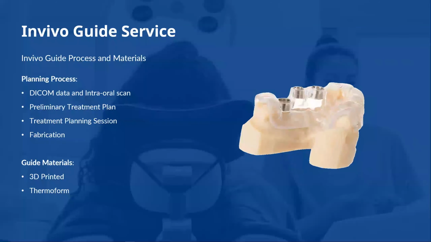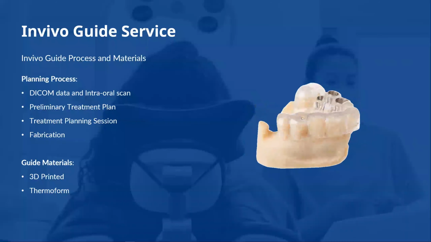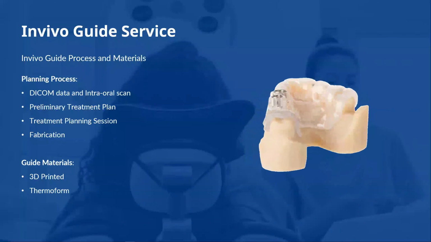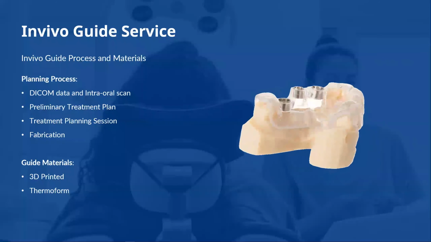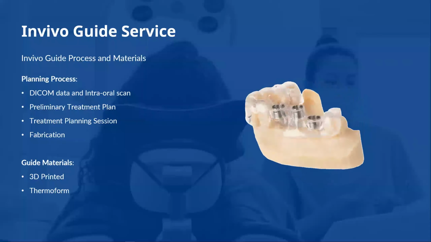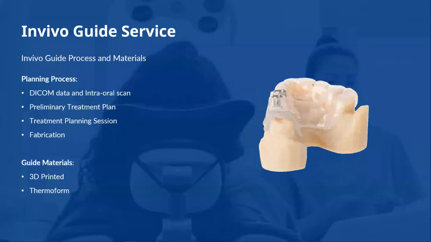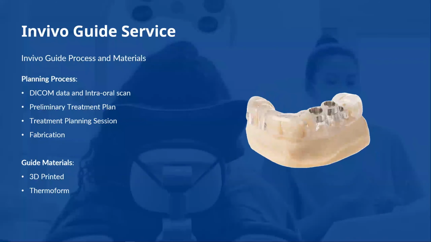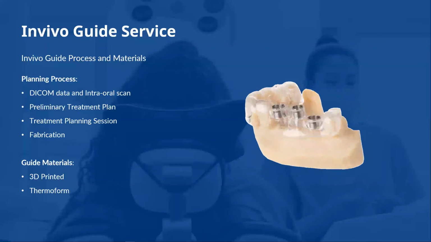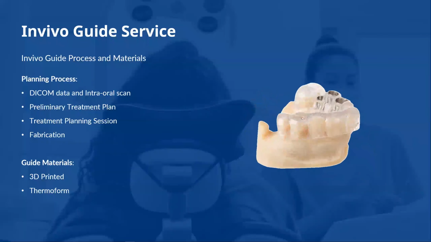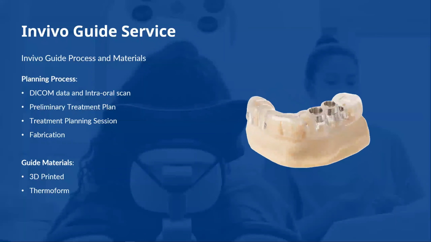The materials that we use are the 3D printed material and the thermoform material. What you see on the right-hand side is our thermoform guide. A lot of our doctors really, really love this material. And the reason for that is because it seats really well, no matter what type of guide it is, whether it's tooth, bone supported, it seats really nicely on the patient. And it's also transparent. So once that guide is in place, you can still see all the anatomy around your guide while you're performing your surgery.